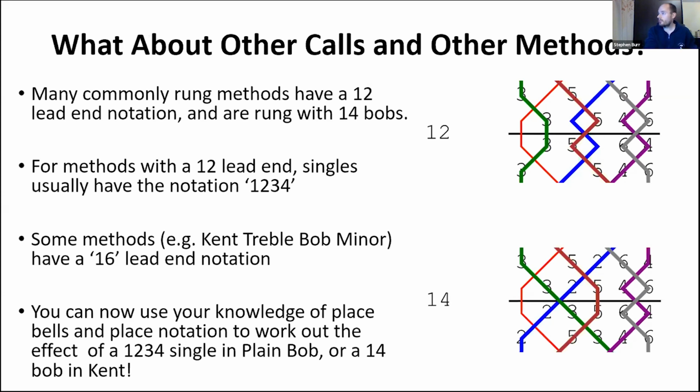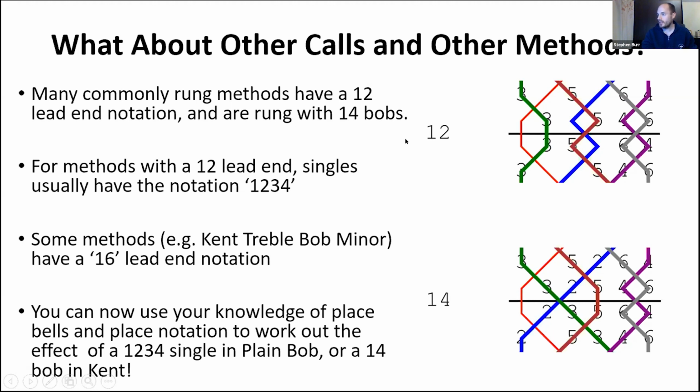But what about other calls and other methods? Well, obviously I need to finish this talk tonight. So what I've done here is I've just talked about the most common calls. So many methods that we ring commonly have a 1-2 lead end notation. This is, I'd say, probably the most common lead end notation. And these methods are usually rung with a bob that causes a 1-4 notation. So this is probably, I'd say, the most common situation.